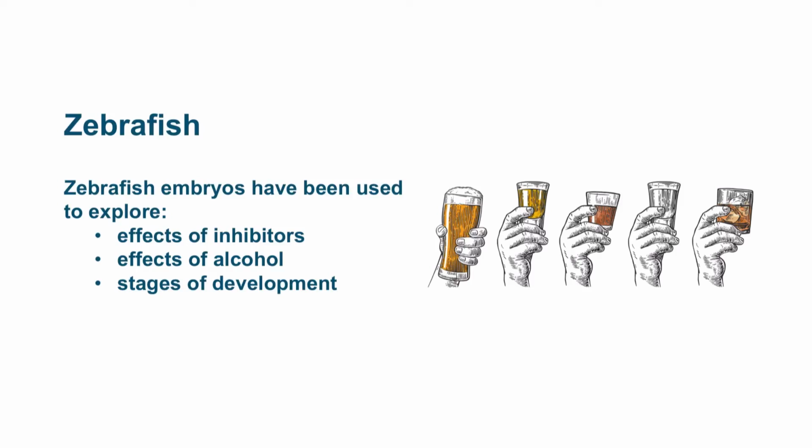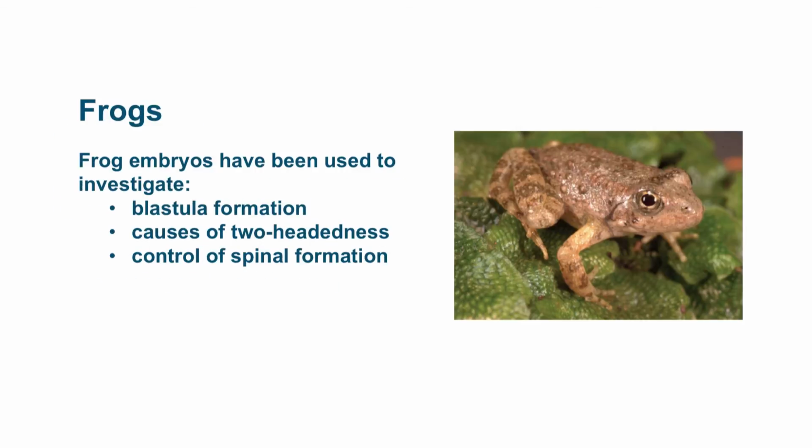One of the most important model organisms has been the zebrafish, which is actually a fish, and their embryos have been used to investigate such interesting topics as the effects of inhibitors on development, the effects of alcohol on development, and where one stage begins and another stage ends during the process of development. Frog embryos have been instrumental in helping us understand blastula formation, causes of exciting things like two-headedness, and the control of the formation of the spine.